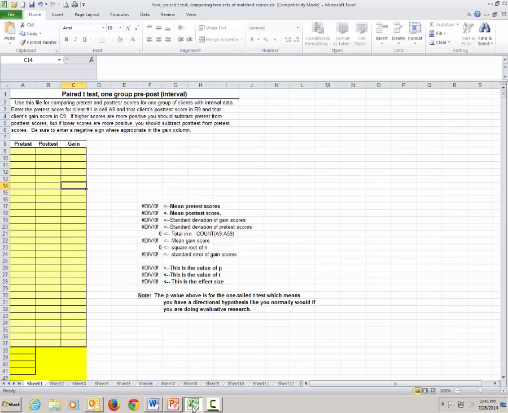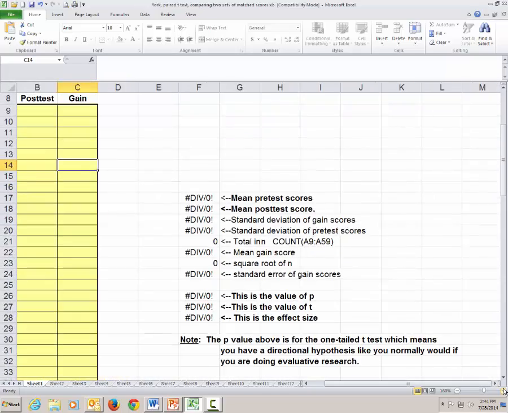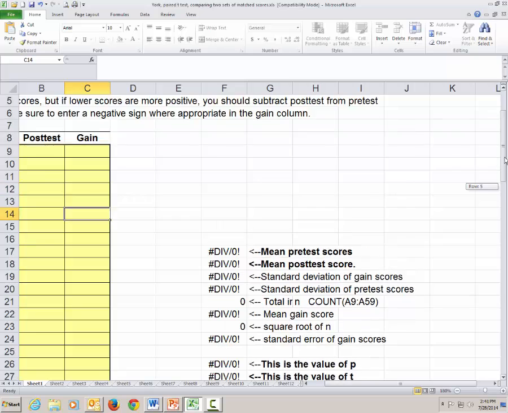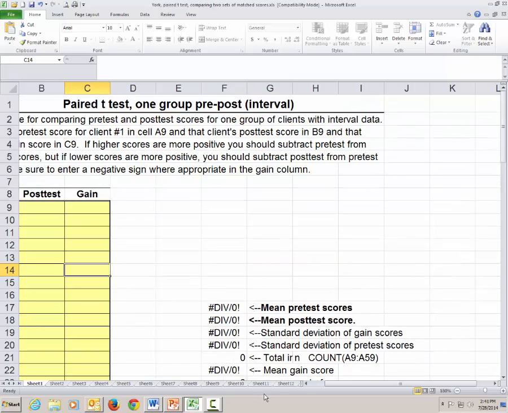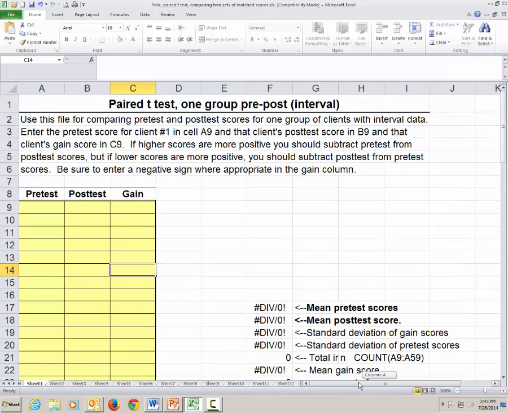So let's do that right now. Here we have the file on the screen. I want you to stop. Maybe you can pause for just a moment to read this first part. Hit the pause button, read those instructions, and then come back to me.